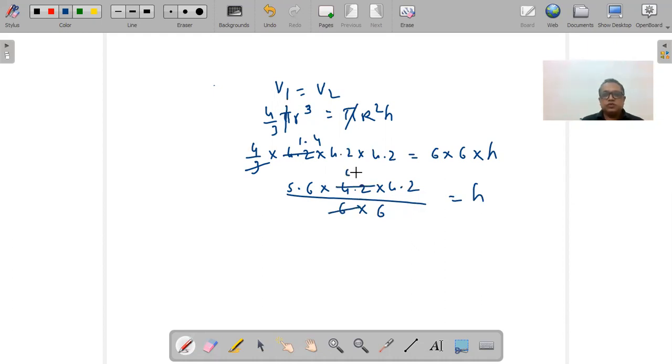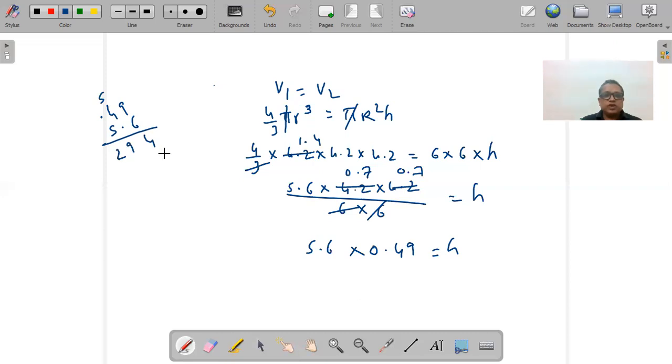So this is going to be 0.7. So this will be 5.6 multiplied by 0.49. That will be the height of the cylinder. So we can multiply 0.49 into 5.6. 9 6s are 54, 24. So this is 294, 9 5s are 45, 5 4s are 20, 24. So 4, 9 plus 5, 14, 4, 1, 6, 7.